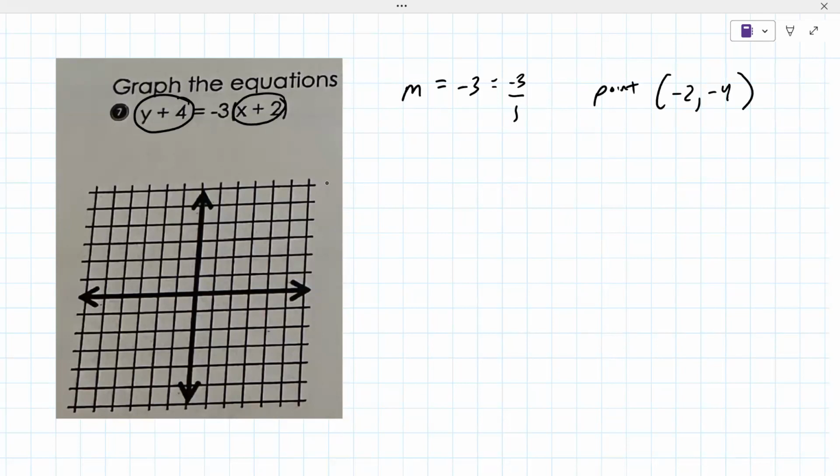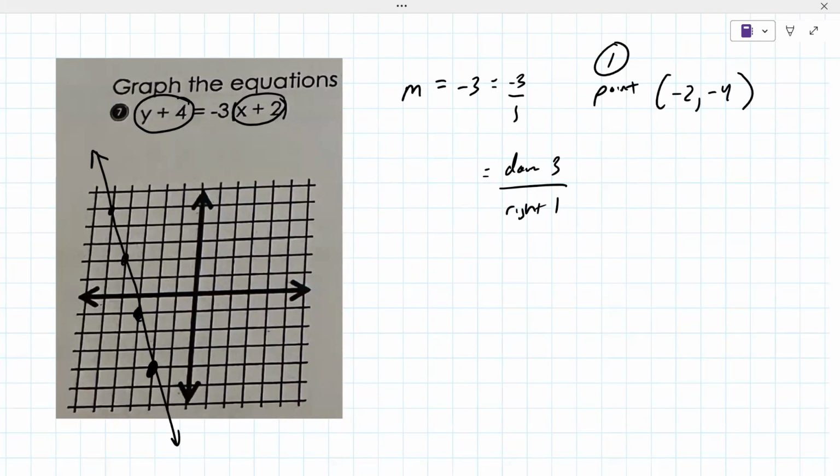Yeah. Now you actually start with the point when you graph it. You go to -2, -4. You start there, and then you have to use the slope. As a reminder, when the slope is negative, it's down. Yep, down 3 and right 1, and so on, like that. Okay.